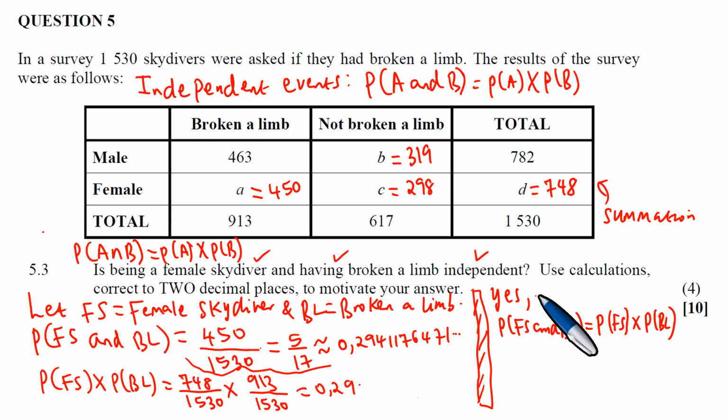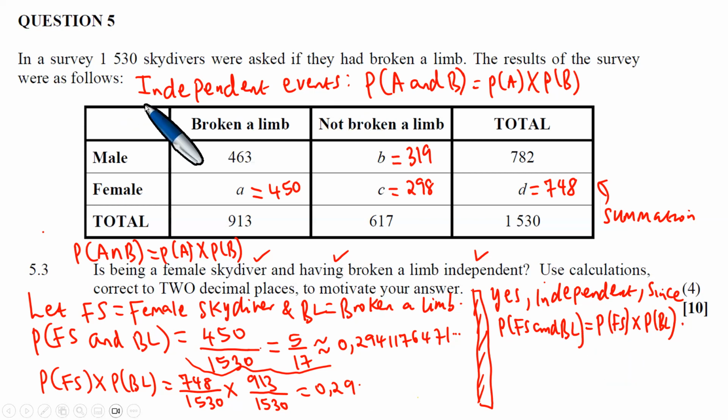Yes, independent. Yes, independent, since this is true. The probability of a female skydiver and broken limb is 0.29, and the product is 0.29. Look carefully, you can see that they are both 0.29, so they are almost equal to each other. At this point, rounded off to two decimal places, they are equal, and therefore we agreed that the events themselves are independent.